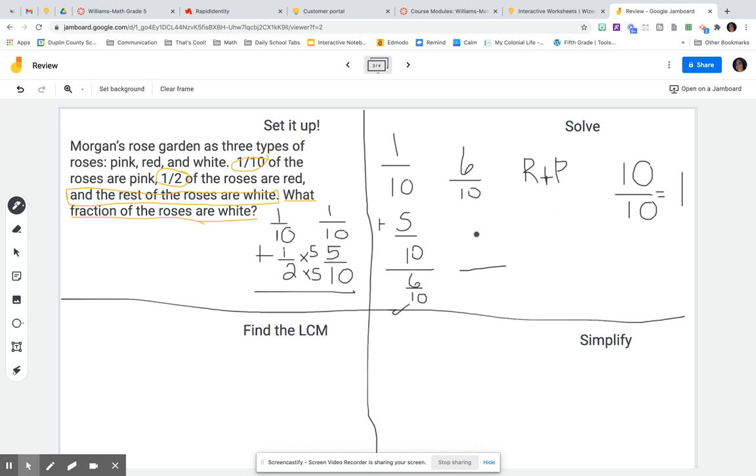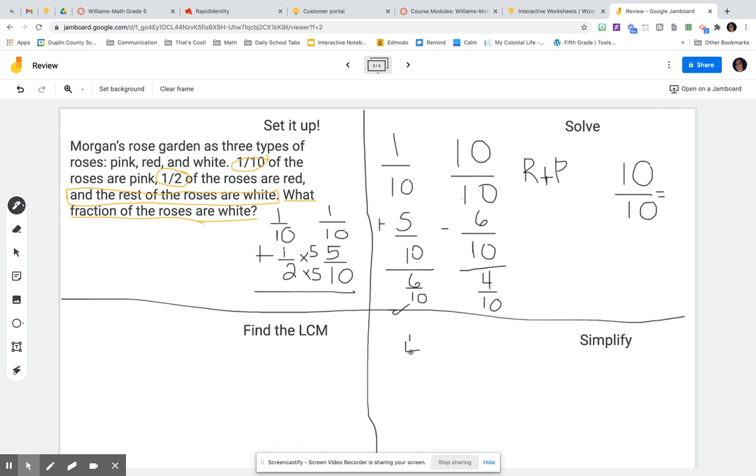So to solve this problem, I need to figure out what 10 over 10 take away 6 over 10 would be. So I'm going to have to flip this. I wrote 6/10 here, but I'm going to erase it and set it up how we always set up subtraction problems, which is the larger number on top. So we're going to say 10/10, which is one whole rose garden, take away 6/10, which is the red and pink. 10 take away 6 is 4, and my denominator stays the same.